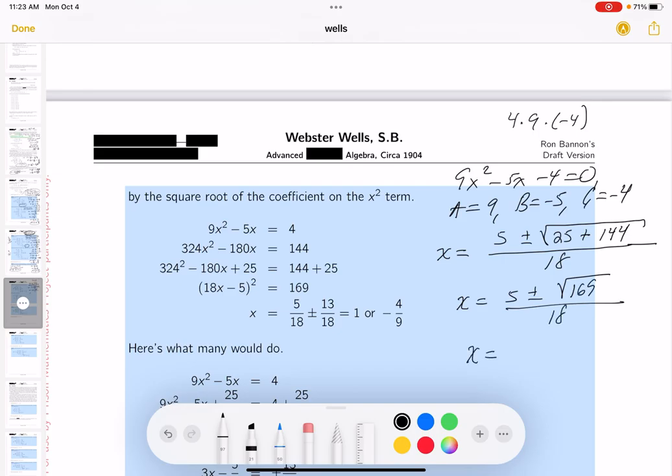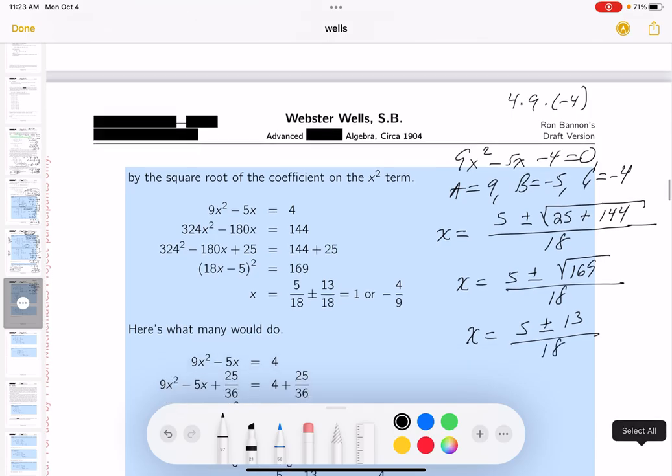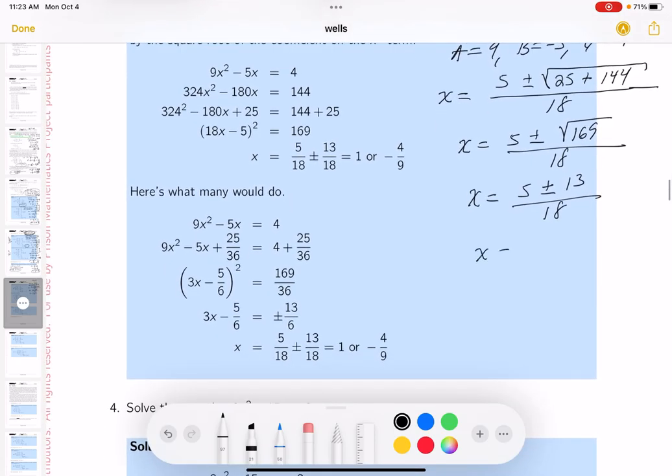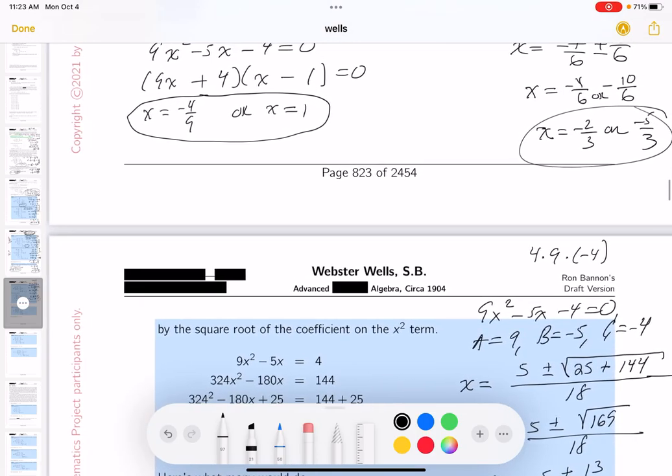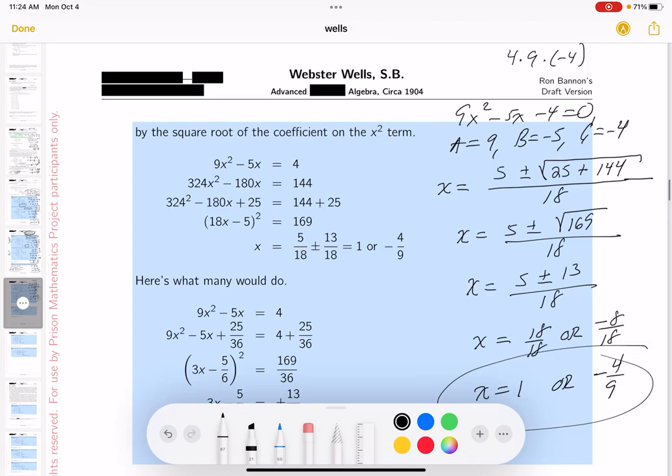X equals 5 plus or minus the square root of 169 is 13, over 18. I'm going to keep writing this down. We'll get the same answer. Don't worry about that. X equals, well, 5 plus 13 is 18 over 18. Or 5 minus 13 is going to be what? That's minus 8 over 18. You're going to get X equals 1. Or, well, look at this to reduce it, minus 4 ninths. Are we getting the same answers? Let me point out what I mean by that. We're getting minus 4 ninths and 1 every single time.